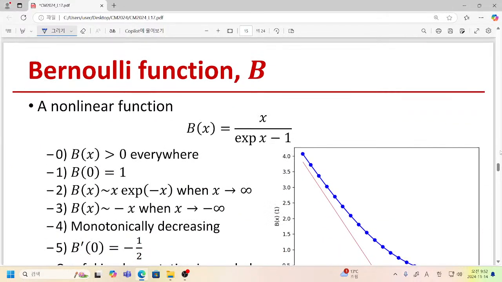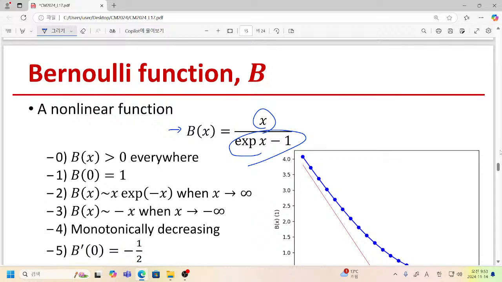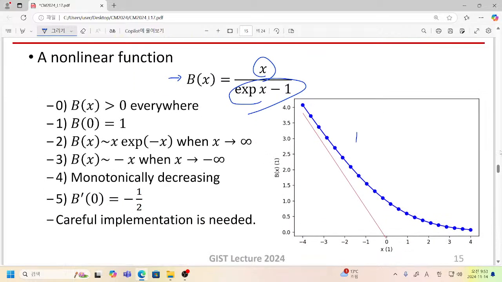But what is the function B? This function B is called a Bernoulli function, and although it looks like something special, it is simply written in this form: x divided by exponential x minus 1. That is simple. And now I'm showing the B of x, the Bernoulli function, against x. So this blue line is corresponding to the Bernoulli function.